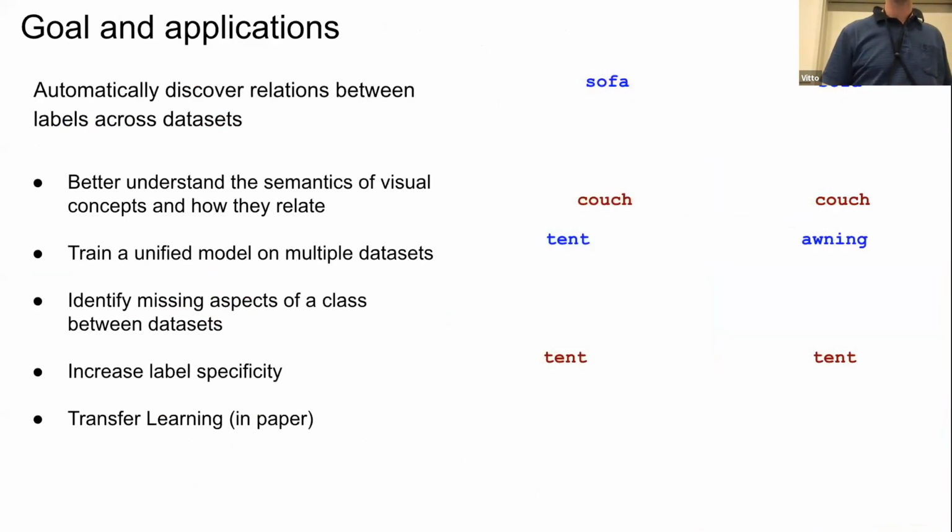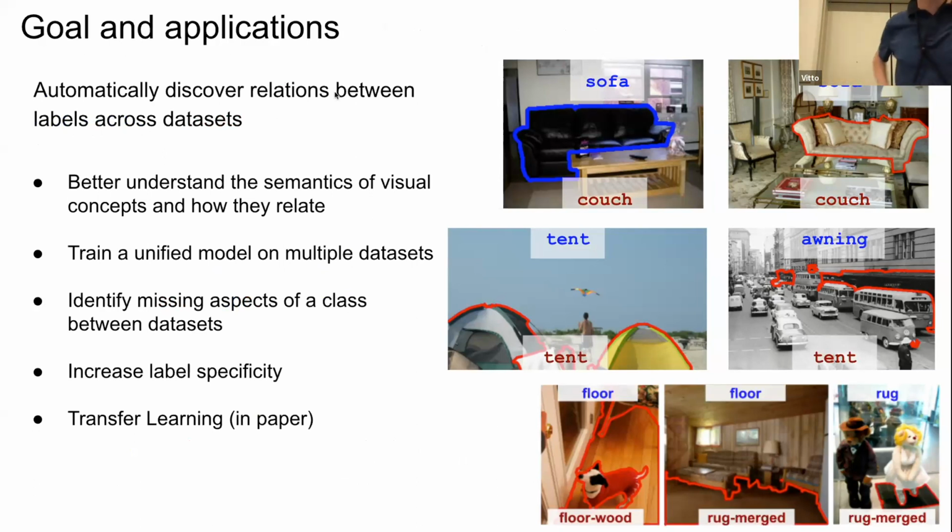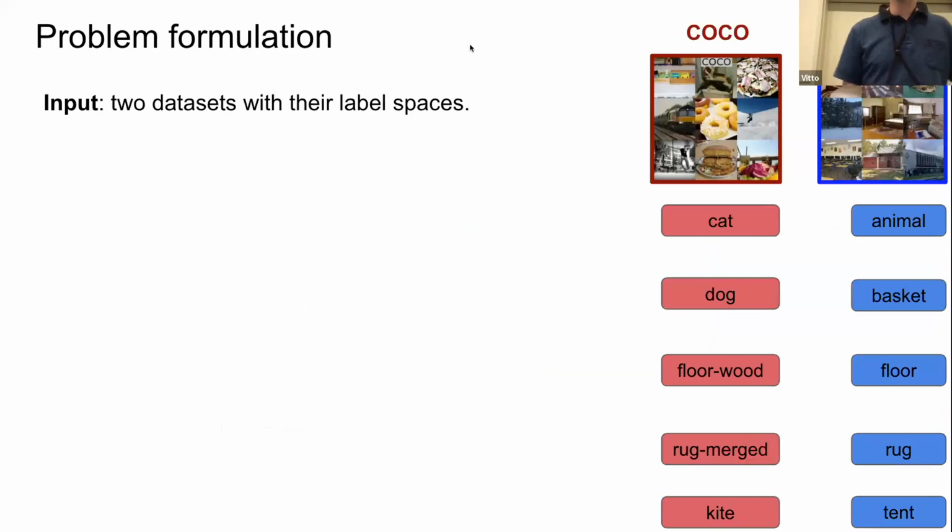They're very nice. So the goal of our work is to automatically discover these relations, overlap, parent-child, identity, between labels across datasets without manual annotations. So we can understand better the relation between datasets. When you have this, you can try to unify the label spaces and therefore train a single model on multiple datasets cleanly. We will also see other applications like identifying missing aspects and automatically fine-graining datasets.